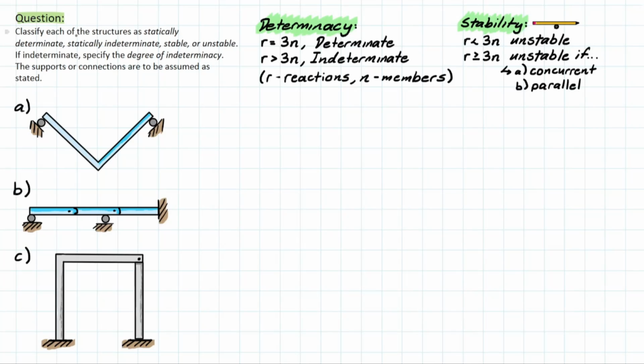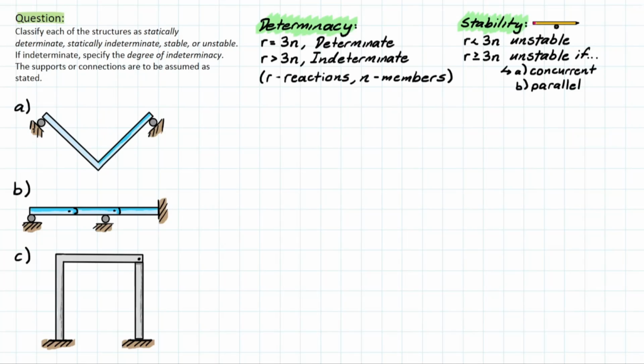We need to classify each of the structures as either statically determinate, statically indeterminate, stable, or unstable. And if it's indeterminate, we need to specify the degree of indeterminacy. So we have all the formulas we need and all the theory to understand what's going on with these problems. So let's look at the first one here.